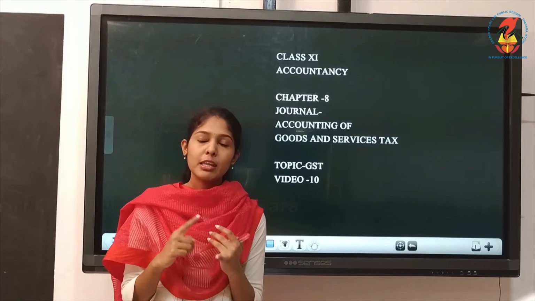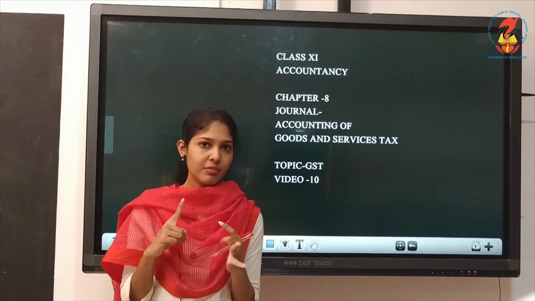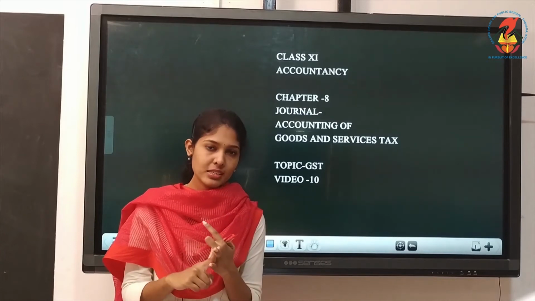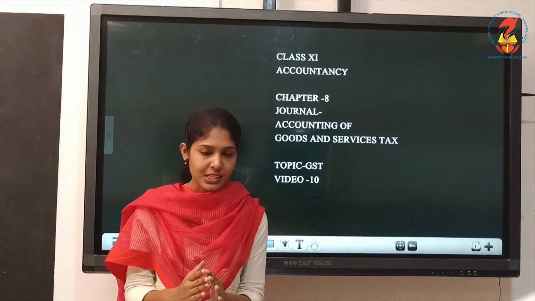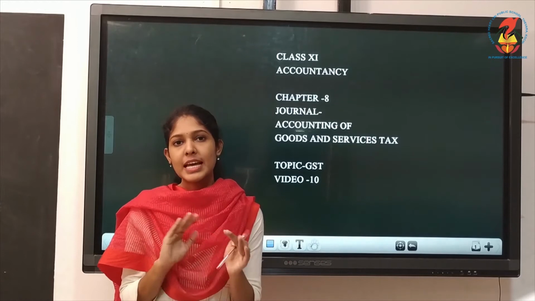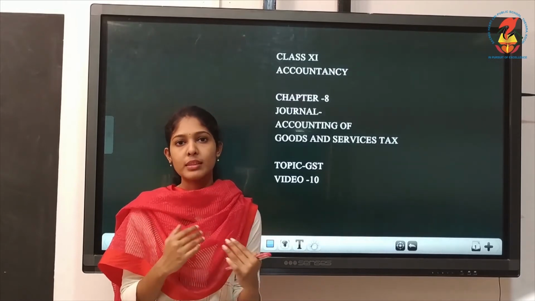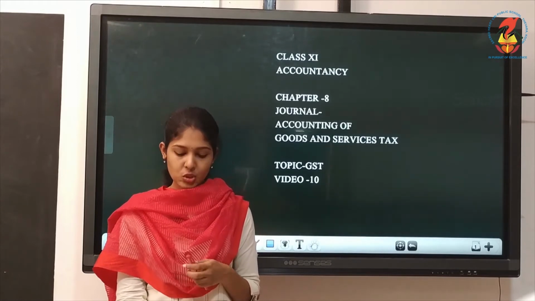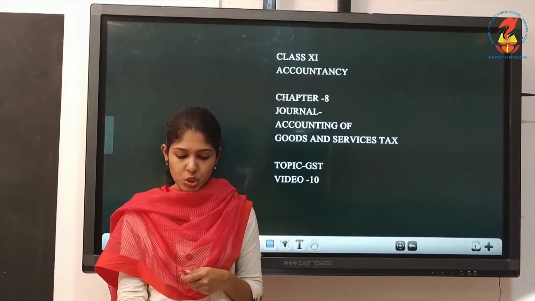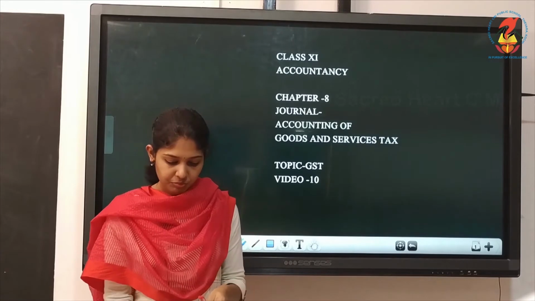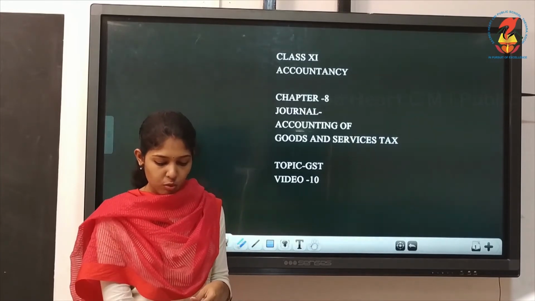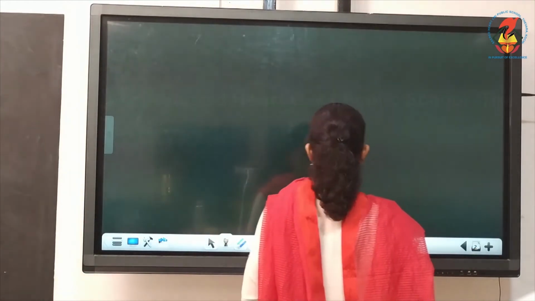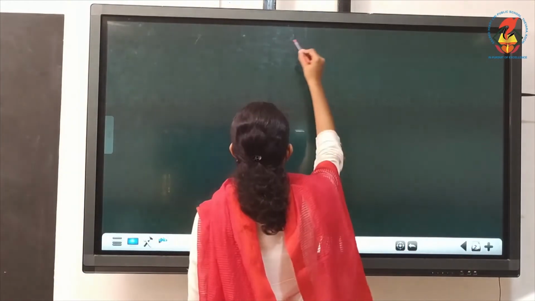Then we have input CGST. Similarly, we have input SGST and IGST. CGST and SGST if it is intrastate, IGST if it is interstate, that means between the states or outside the state. So now we'll discuss illustration number 3, page number 17. It is a journal entry question. We have to draw the format of journal and do. So draw the format of journal.